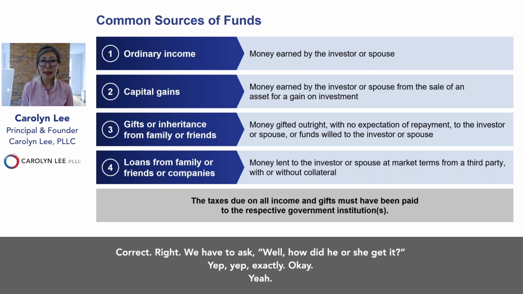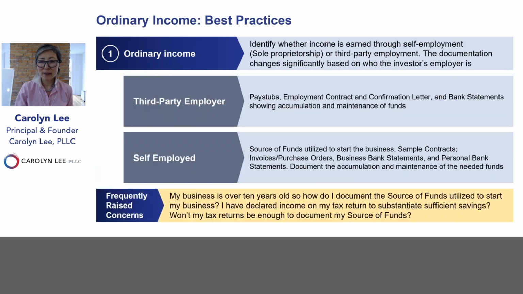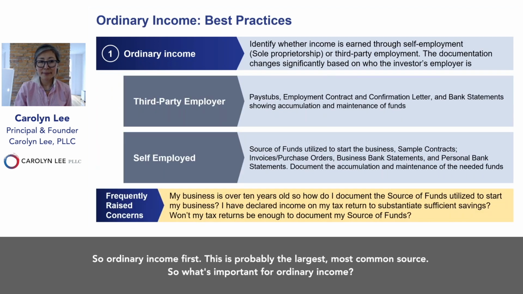Yep, exactly. Okay. Perfect. All right, let's dive in. I know there's a lot to cover. We'll spend more time on each one individually and really dig in. Cool. So ordinary income first. What do you see? This is probably the largest, most common source. So what's important for ordinary income?